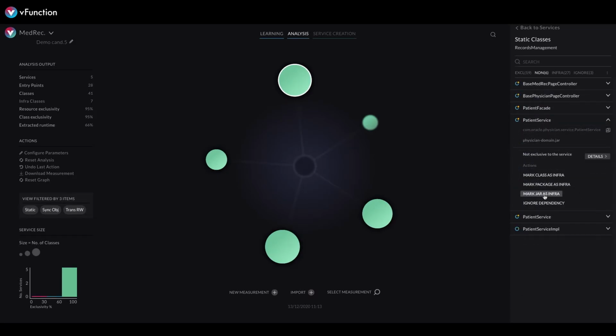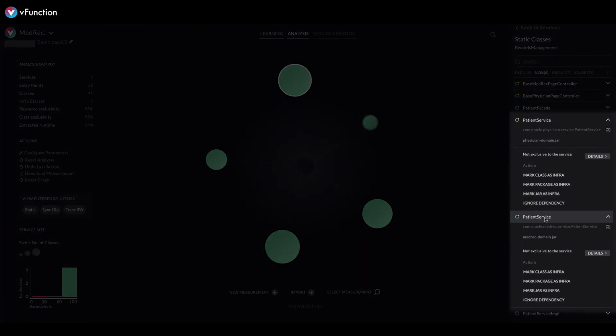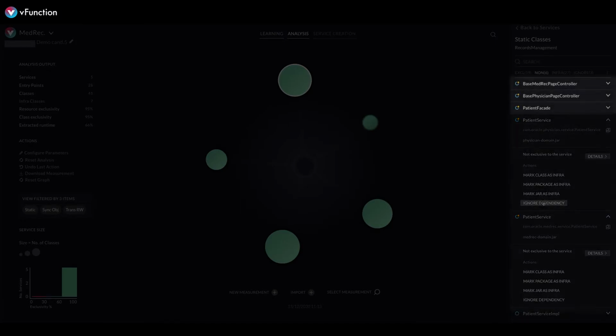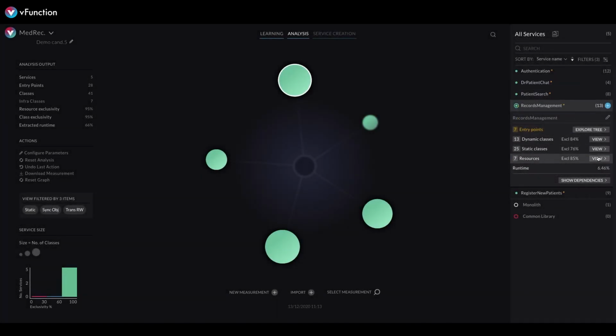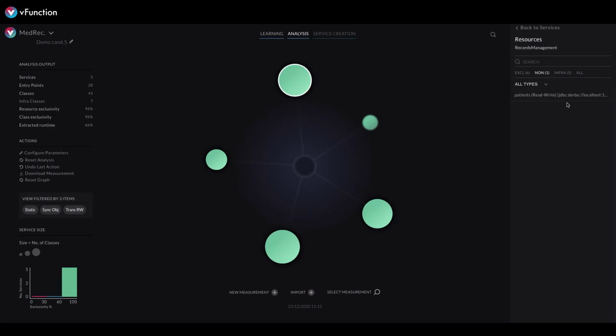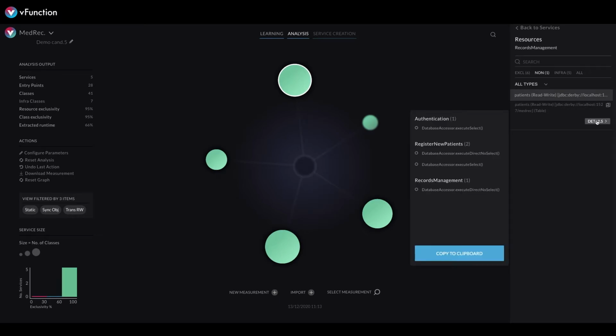The static analysis shows patient service from both Physician and MedRec applications, as well as page controller and patient facade. We also see in resources that the patient's database is a non-exclusive resource used by the service's authentication, register new patients, and records management, as one would expect.